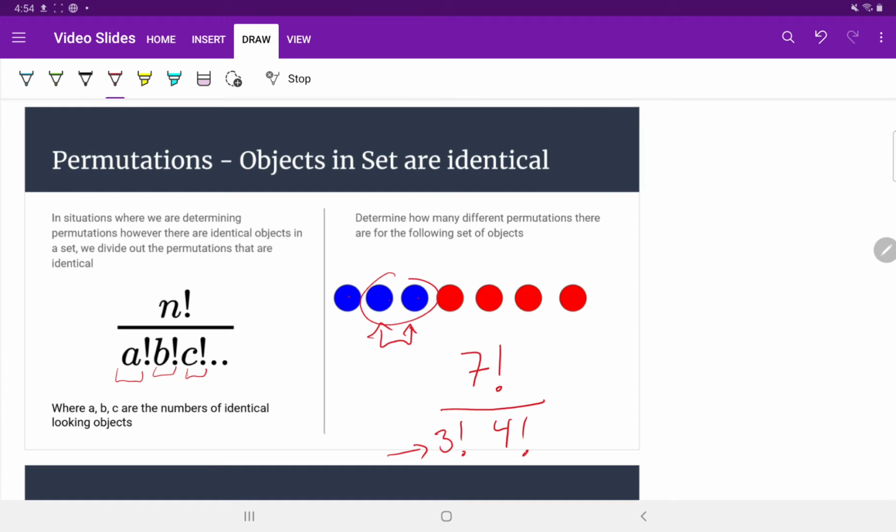I cannot tell the difference when I switch these blues or this blue. I can tell the difference if I switch a blue and a red. Sure, I can see that being something specific. That's why I still have a large number of permutations. But there are still now a bunch of permutations that look the exact same to me.